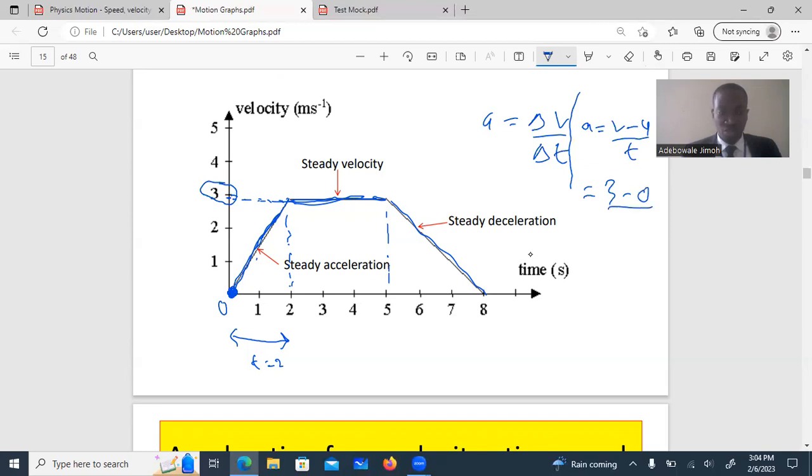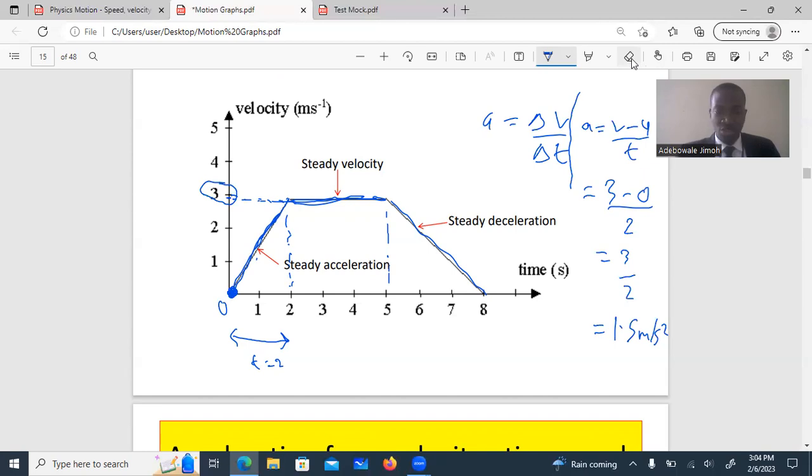What's time taken? We said the first 2 seconds, so our time is 2 seconds. So 3 minus 0 gives us 3. If you divide it by 2, you get 1.5 meters per second squared. That is the acceleration of this object within the first 2 seconds.